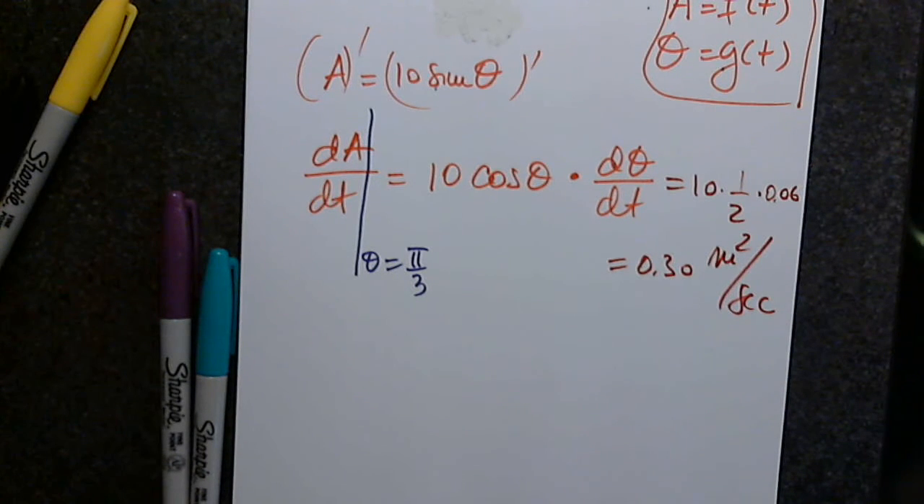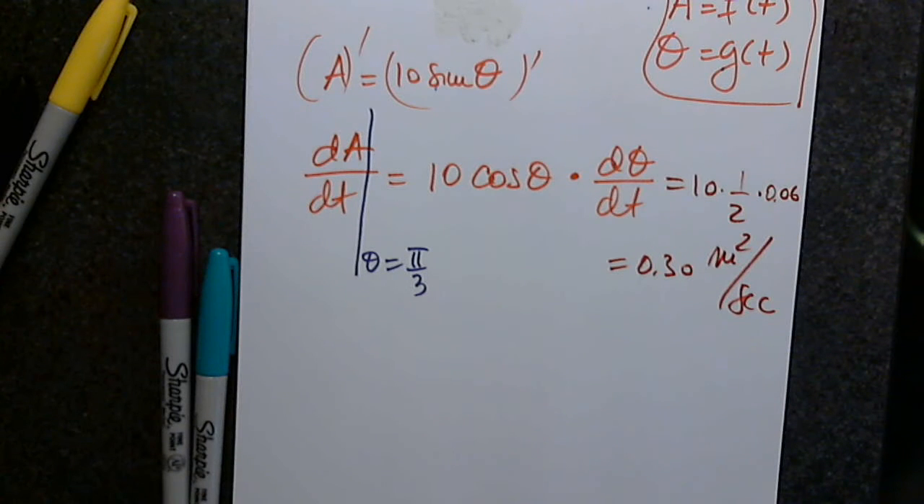So what do we say? We say that at the very instant when the angle is pi over 3 and the rate of change of the angle is 0.06 radians per second, it's the instantaneous rate of change. The area increases, because the answer is positive, at what rate? At that particular instant, 0.30 meters squared per second.